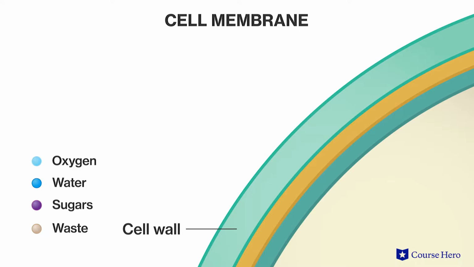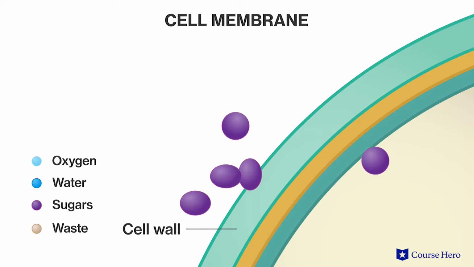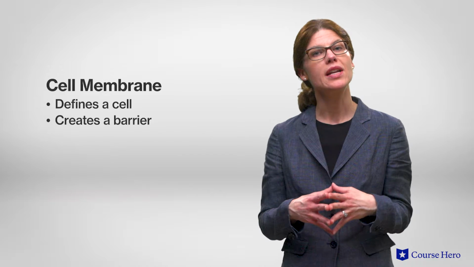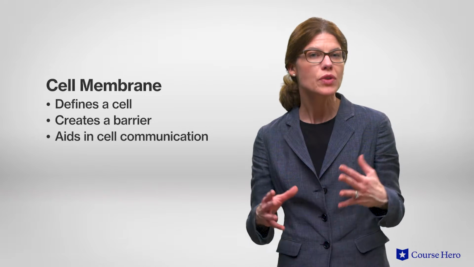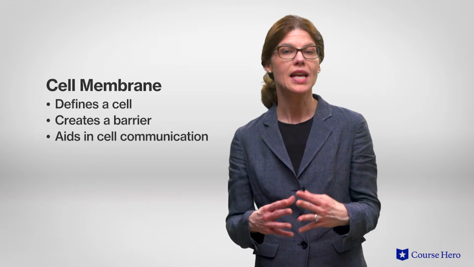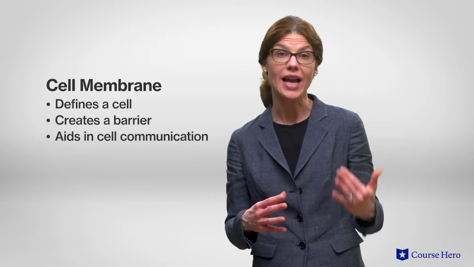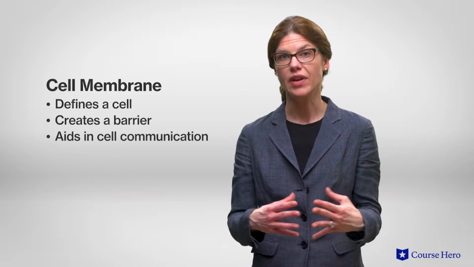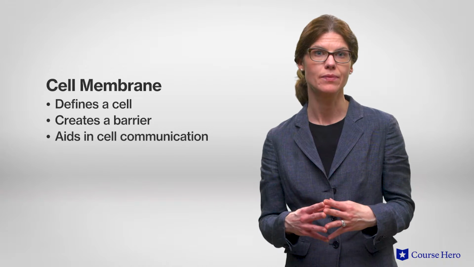Molecule size also plays a role in this permeability. Small molecules such as water and oxygen are able to freely cross the cell membrane, but larger molecules such as sugars are regulated. Lastly, the cell membrane aids in cell communication. Receptor proteins are found on the surface of the cell membranes or inside the cell, and they can serve as either receivers of extracellular signals or activators of intracellular processes. For example, the binding of certain hormones to specific receptors leads to a change in the activity of the cell.